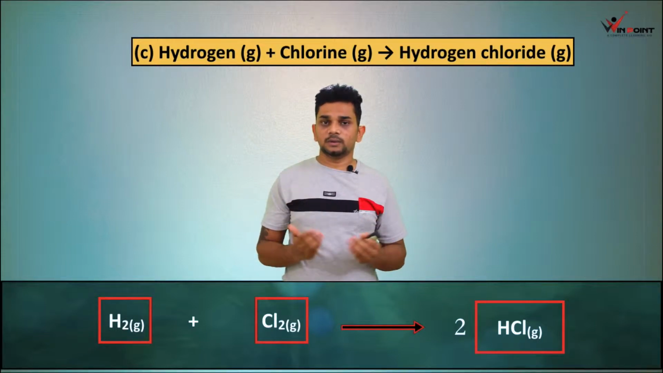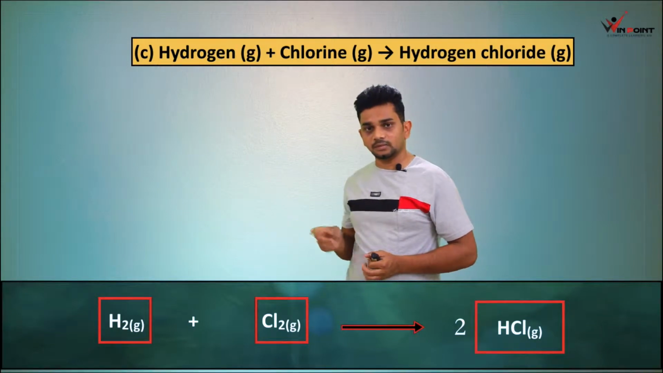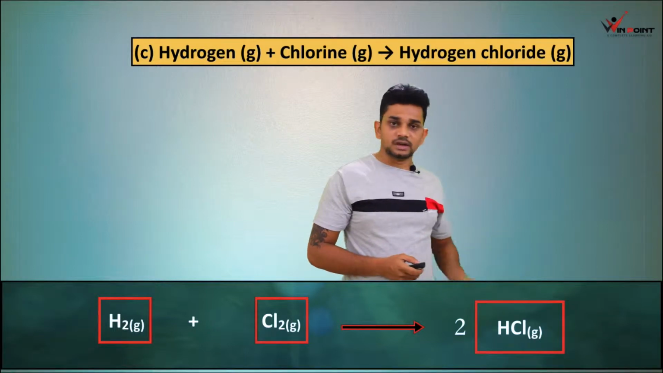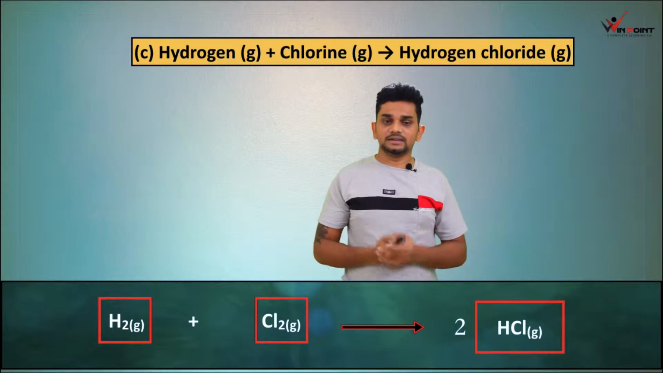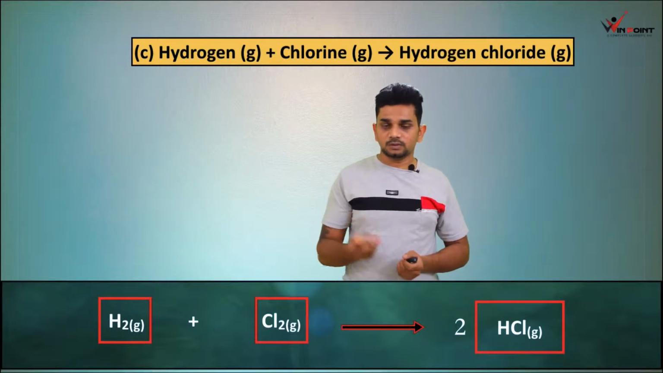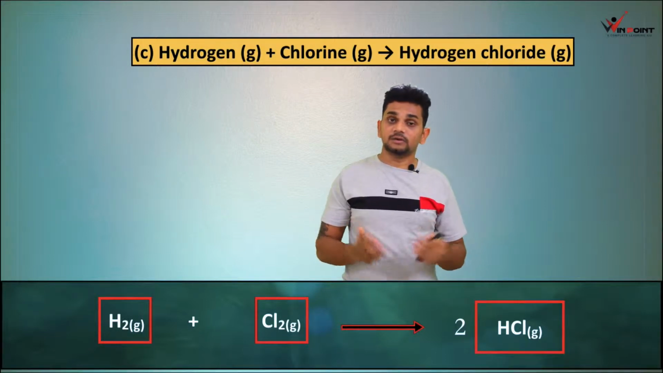And now we can count the number of chlorine. Here, how many chlorines are there? There are 2 chlorines, and in the product side it is 2 HCl, means there are 2 chlorine. So it is a balanced equation now. The balanced equation is H2 plus Cl2 gives 2 HCl. Now we need to identify the type of reaction.